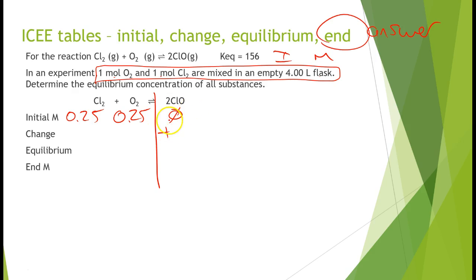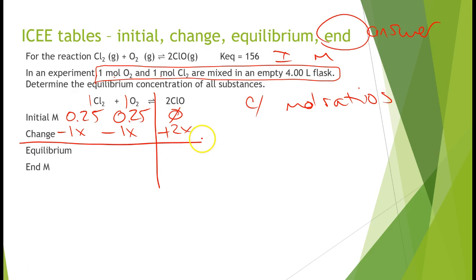So that means it's going to have a plus sign. These guys are going to have minus signs. And the change is based on the mole ratios. Well, I don't have any numbers, so I'm going to have to use variables. And so I'm going to say, all right, well, Cl has a coefficient of 1, so it's going to lose 1x. Oxygen has a coefficient of 1, so it's going to lose 1x. And the ClO has a coefficient of 2, so it's going to gain 2x. Initial plus change gives you equilibrium, so I have 0.25 minus x, 0.25 minus x, and 2x.